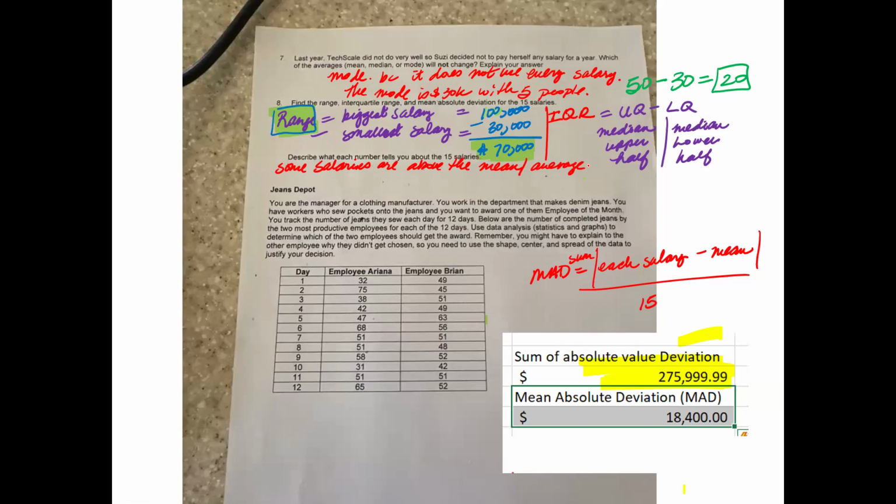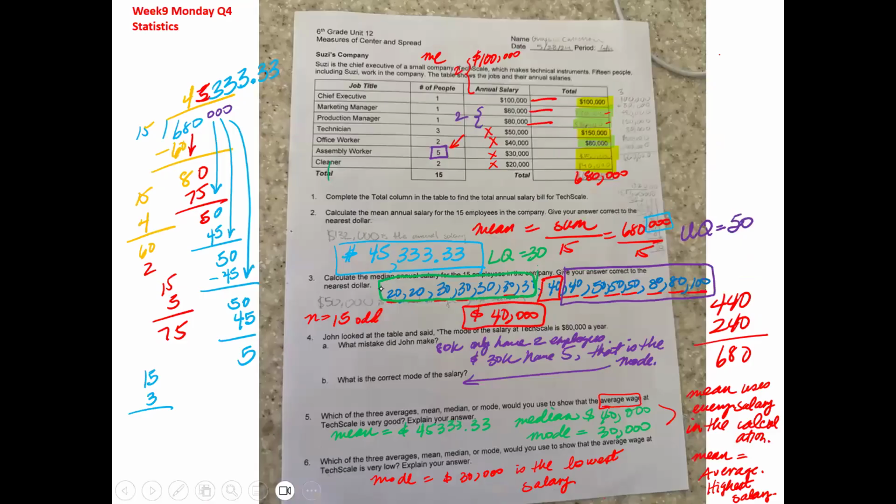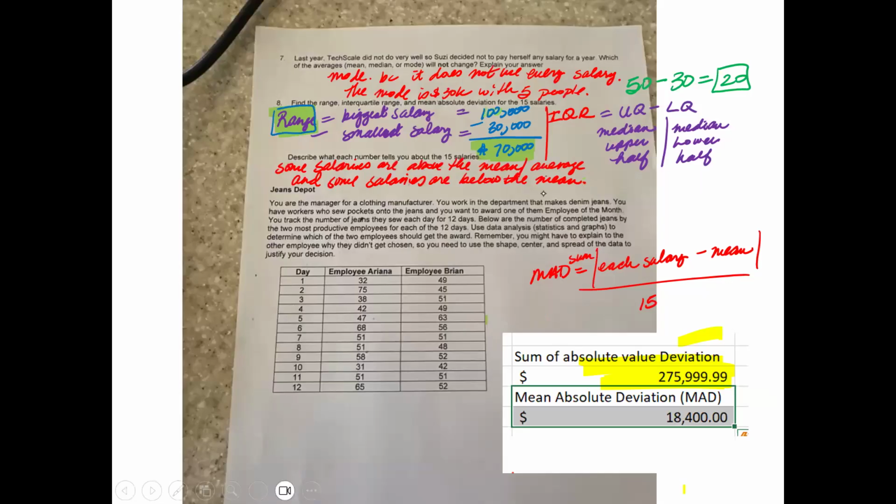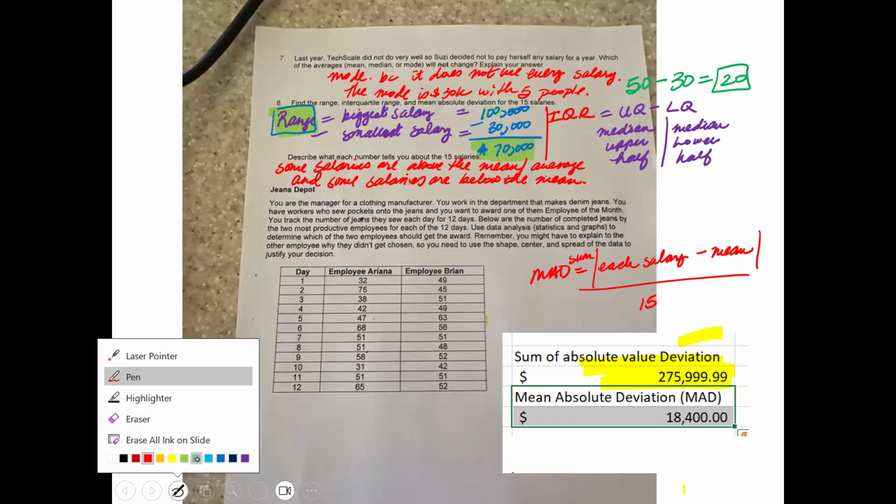The last question, what does it say? Last question is describe what each number tells you about the 15 salaries. Well, it basically tells you some of them are above because $45,000 is the average, right? So if you look right there, do you see how these ones over here where it says office workers, assembly workers, and cleaners are below the average? And then if you're like the CEO, marketing manager, production manager, technicians, you're above the average. Right? So obviously, if you want to get more money, what does that tell you?